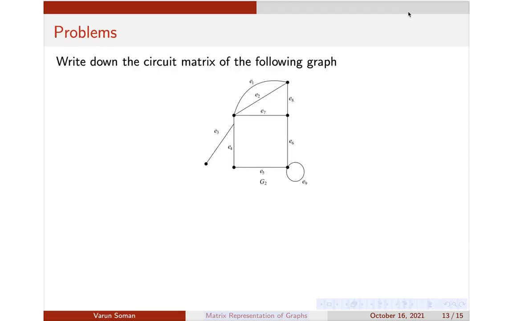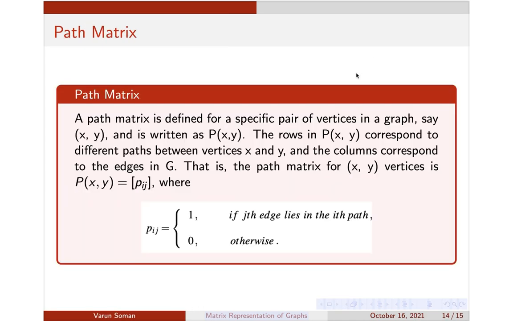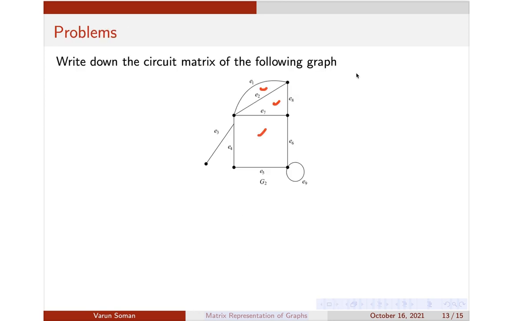You can try this example also. How many circuits do you see? I see 1 is there, 2 is there, 3 is there, again 4 is there like this, 5 is there like this, again 6 is there like this, and 7 is there. So totally 7 circuits are there in this graph. Just check it out. If you want, I'll mark it for you.